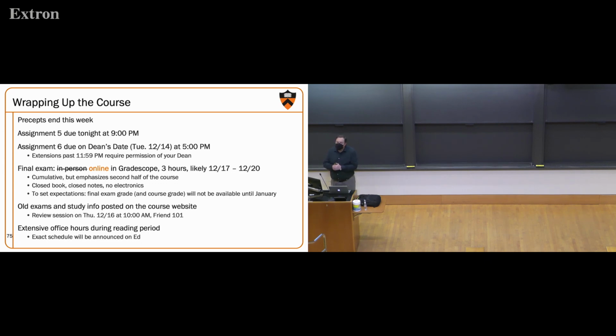Lectures end today, precepts end today. Assignment 5 is due today. All right, not quite the end of the course. Assignment 6 is due on Dean's date. The nominal deadline is 5 p.m. If you have late days available to you, they only get you to midnight of that day. Beyond midnight on Dean's date, you need permission from the aforementioned Dean to get an extension.